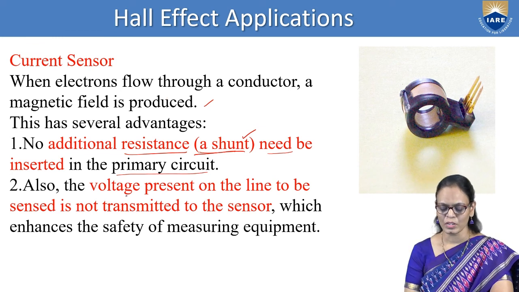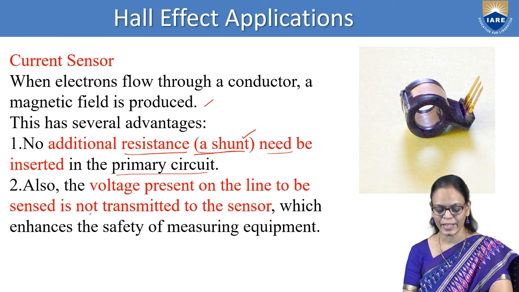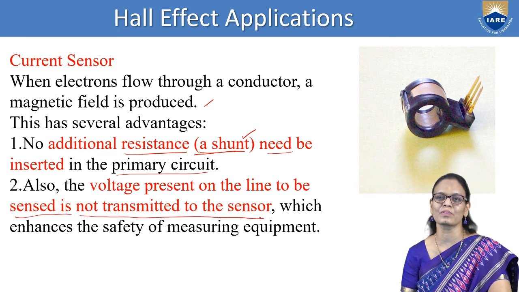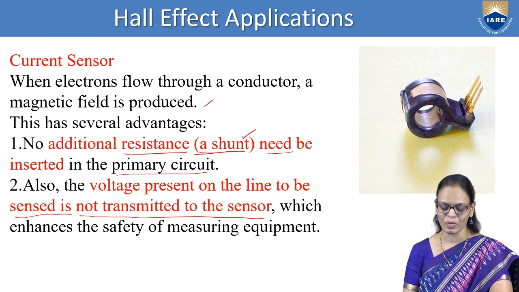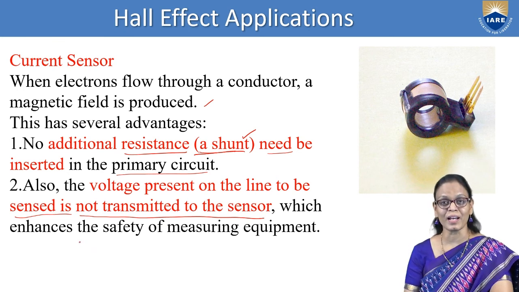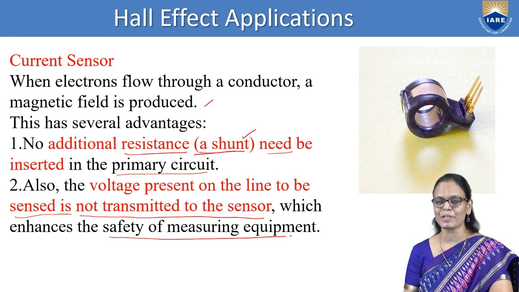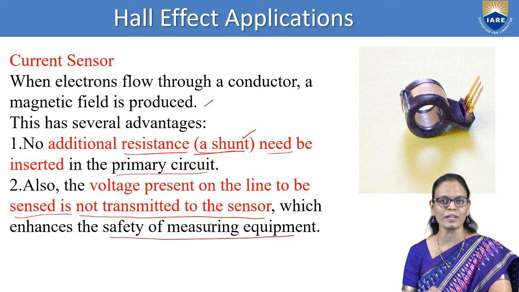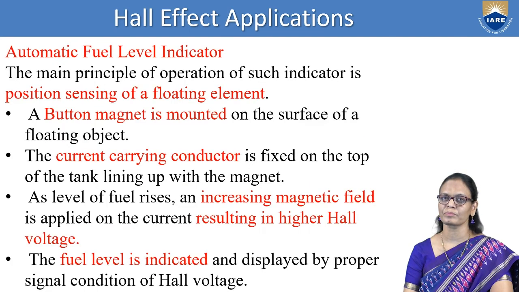Also, the voltage present on the line can be sensed without being transmitted to the sensor. Without getting transmitted, you can measure it. So it will enhance the safety of the measuring equipment. This is also one of the greatest advantages.